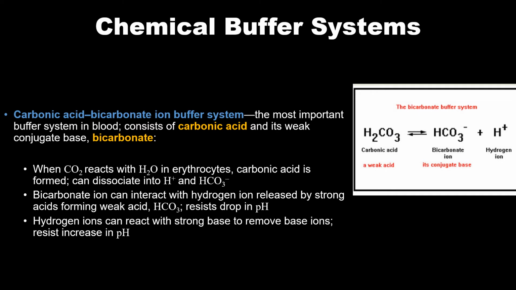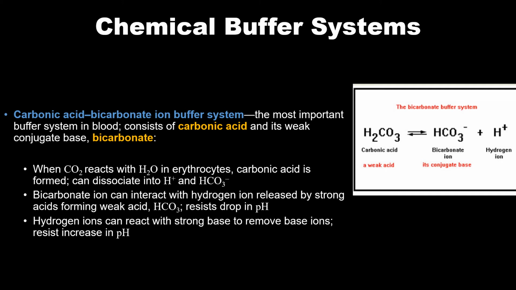Like I said, there are three main chemical buffer systems. There's the carbonic acid-bicarbonate ion buffer system, the phosphate buffer system, and the protein buffer system. The first one we're going to talk about is the carbonic acid-bicarbonate ion buffer system, and it is the most important one. This consists of the weak acid, carbonic acid, and its weak conjugate base, the bicarbonate ion.